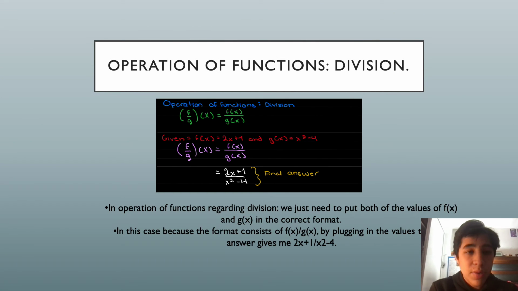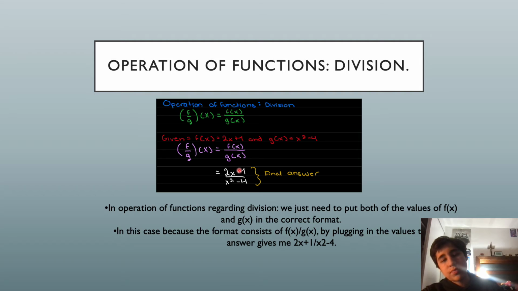So operation of functions regarding division. We just need to put both the values of f of x and g of x in the correct format. Plugging in the values, the answer will give us 2x plus 1 over x squared minus 4. So this will be the final answer.